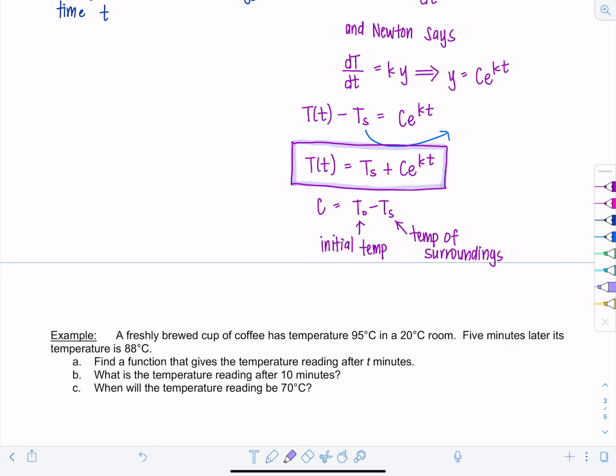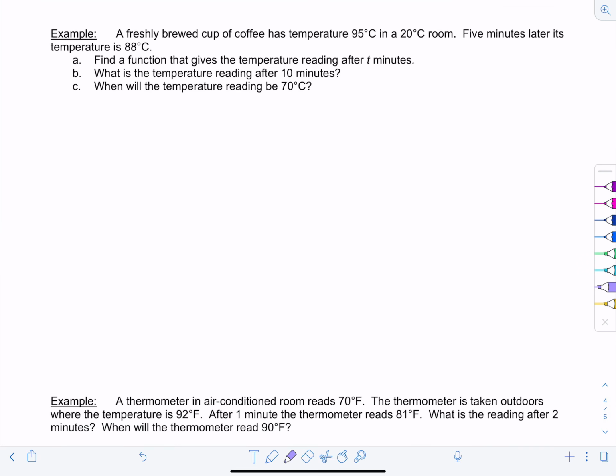Okay, example. A freshly brewed cup of coffee has temperature 95 degrees Celsius in a 20 degrees Celsius room. 5 minutes later, its temperature is 88 degrees Celsius. So part A, find a function that gives the temperature reading after t minutes. Okay, well, let's piece through and see.